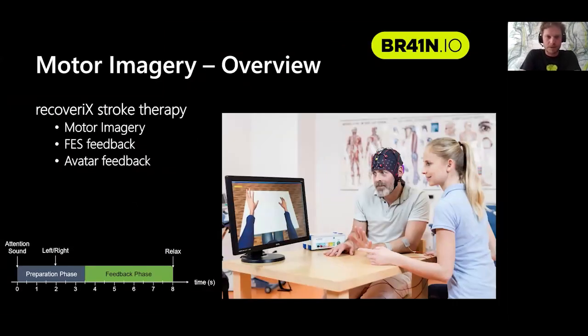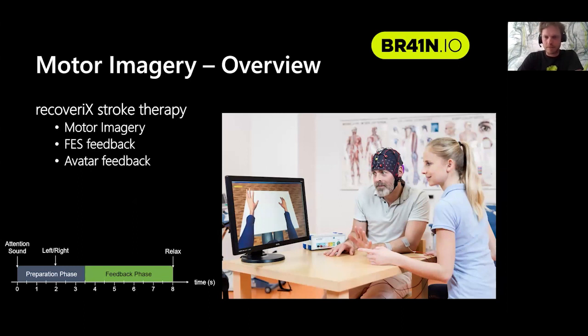So let me give you some background. The data sets you have stem from the RecoverX stroke therapy. This is a system we have which helps stroke patients, and nowadays also multiple sclerosis patients, to regain body functions, and it's based on motor imagery. The patients, as you can see in the image here, are sitting in front of a computer with an avatar, and they are told to imagine right hand or left hand movement. And the BCI is trained based on that imagination.